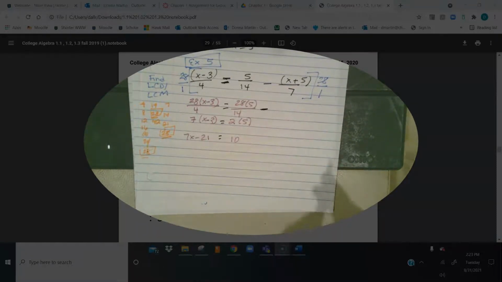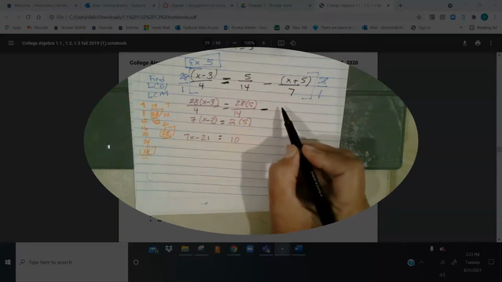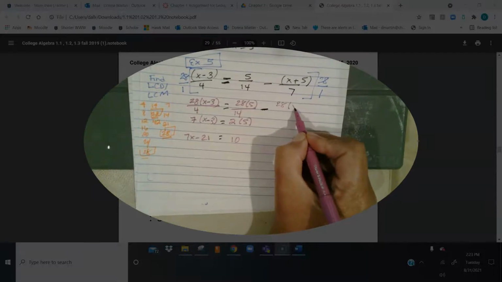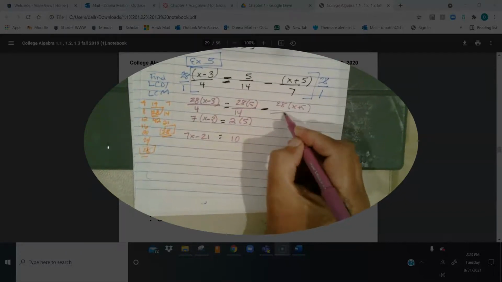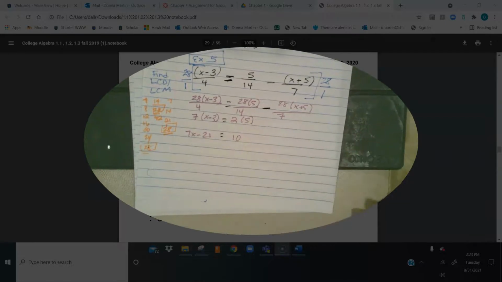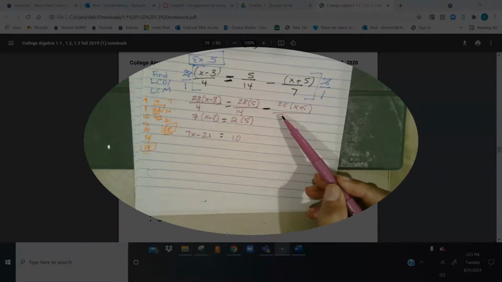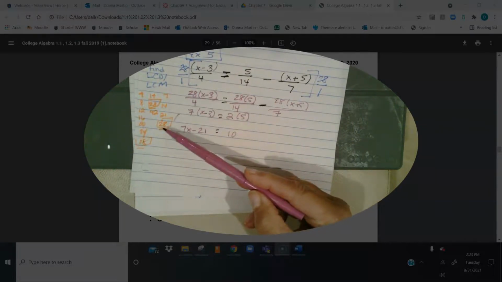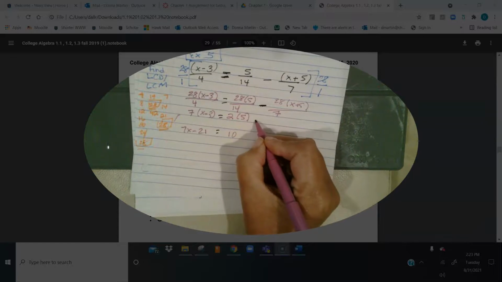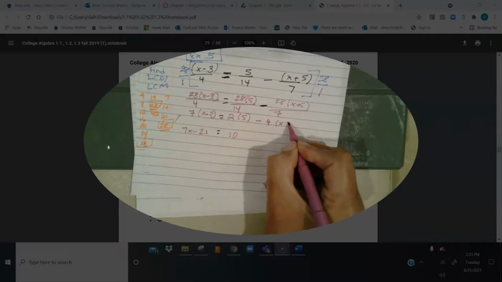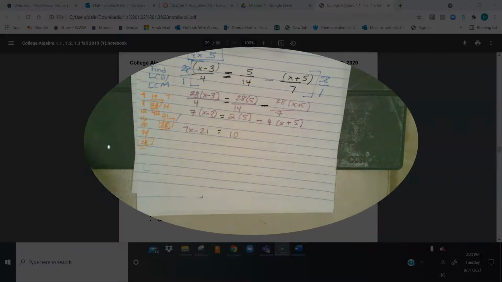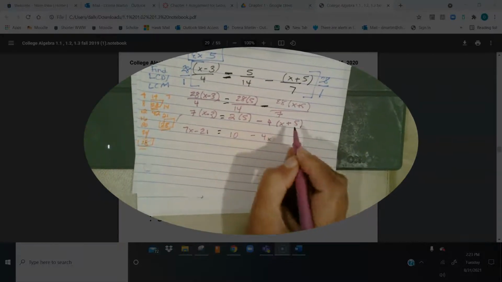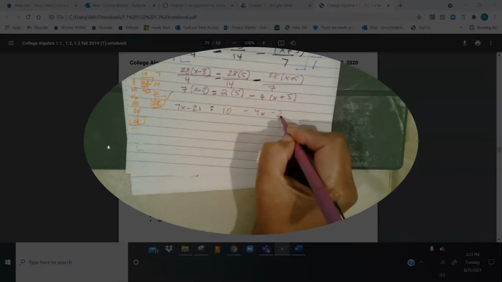Repeat the process again. Multiply 28 times x plus 5 over 7. So this would be 28, x plus 5 on top. And on bottom, 1 times 7 is 7. Good, because 28 over 7 reduces. 7 goes into 28 4 times, and I can see that in my list because that's on the 4th level. So minus 4 times x plus 5. Distribute. Negative 4 times x is negative 4x, and negative 4 times 5 is negative 20.